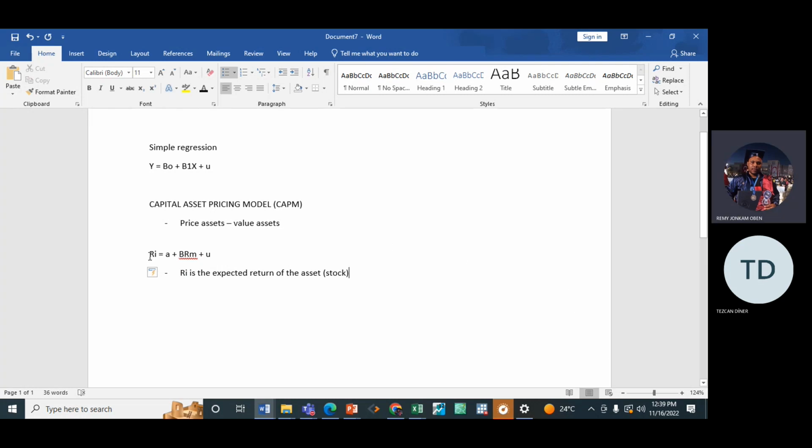So this ROI is the expected return of the assets. I'm trying to define the terms. Of course, we know it is the dependent variable, right? What I'm trying to do is give you an overview of the CAPM before we do the practicals. This ROM is the expected return of the market portfolio.